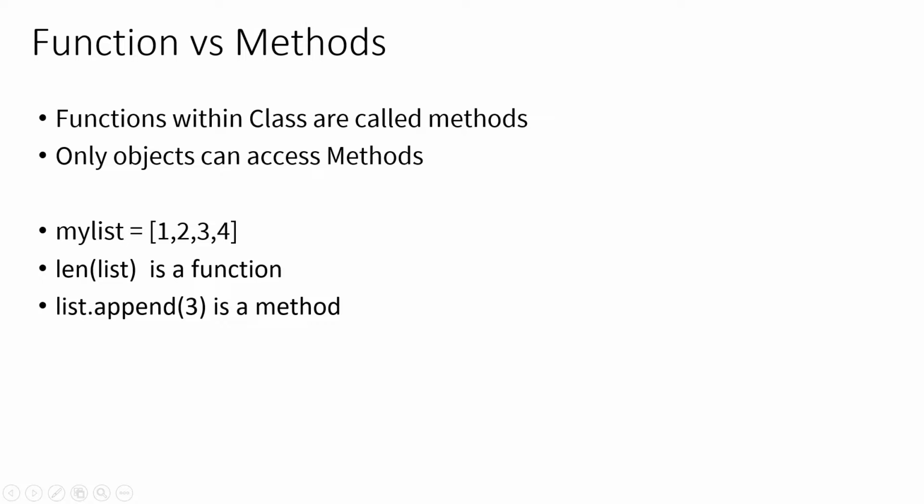The other difference is only objects can access methods. For example, I have an Employee class and I have implemented three methods. So only Employee objects can access those methods, nobody else can. For example, you want to call the upper method on a string. Can you call it on an integer? No. Can you call it on a float? No. Can you call it on a boolean? No. Why? Because only objects of the string class can have access to those methods.